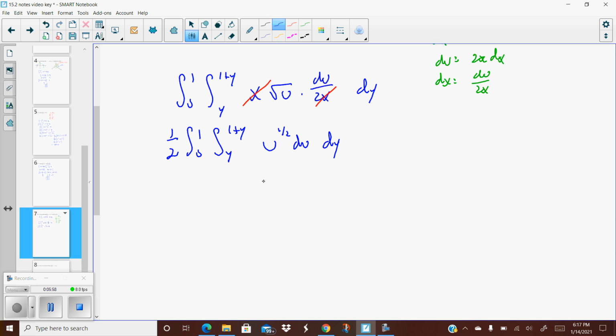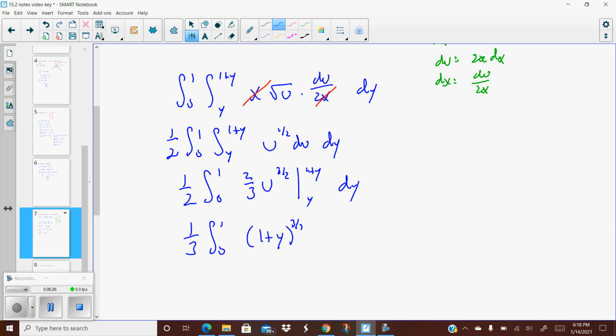So that's going to be u to the 3/2 times 2/3. And we're going to evaluate that from y to 1 plus y. Don't forget the dy on the outside and all the other pieces. I'm going to go ahead and pull that 2/3 out to the front. So that's going to end up giving us a 1/3 out in the front. Plugging in the 1 plus y, you're going to get 1 plus y to the 3/2 minus y to the 3/2 dy.